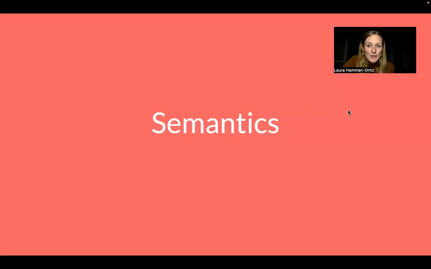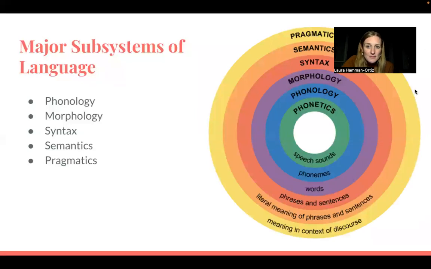In this video, we're going to talk about semantics. Now, we spent some time talking about the first subsystems of language. We've talked about phonology, sound, smallest units of sound in a language, and how sounds fit together to create words. We've talked about morphology, which is how those small building blocks of meaning are put together to form words. We've moved into syntax, thinking about phrases and sentences and word order, and how all of that creates meaning. And now we're moving into semantics and pragmatics.